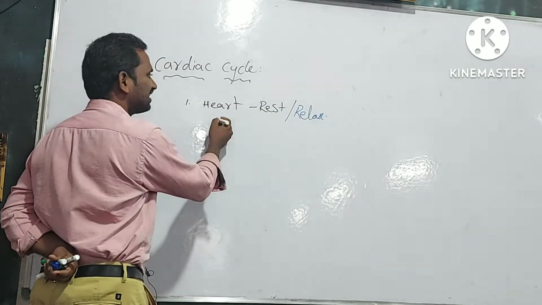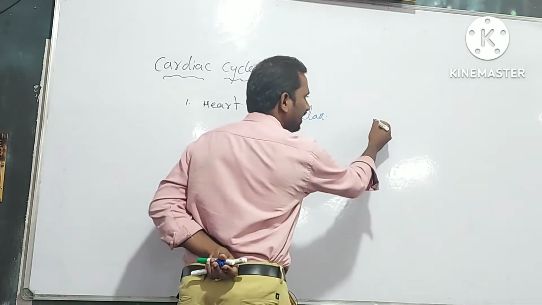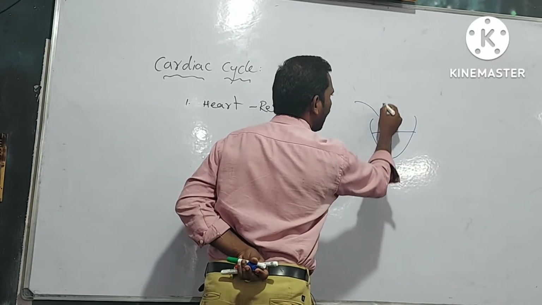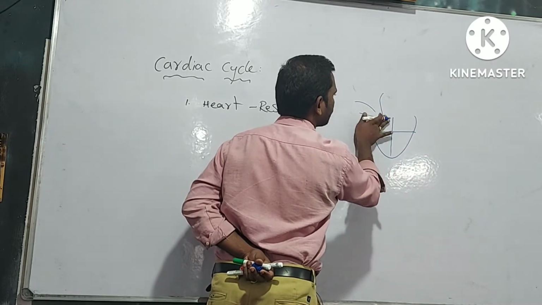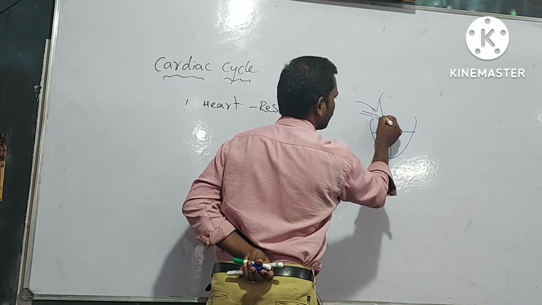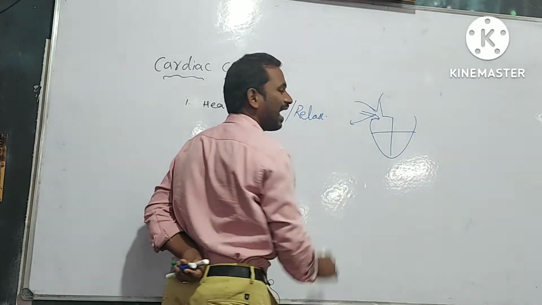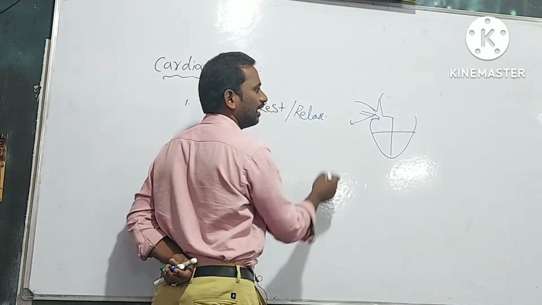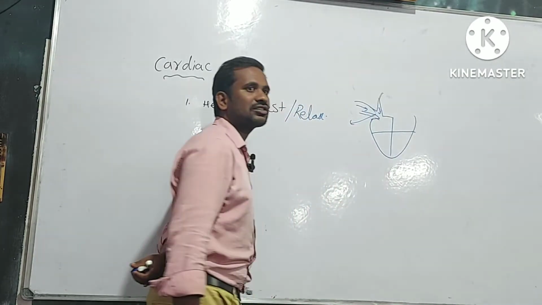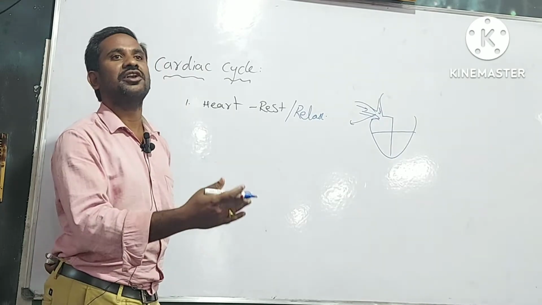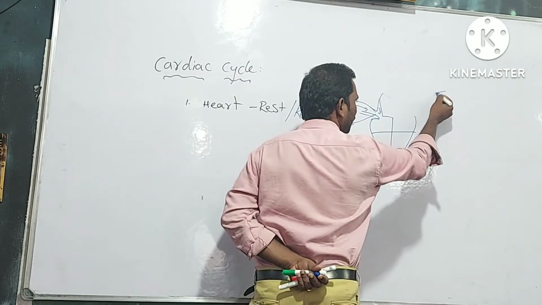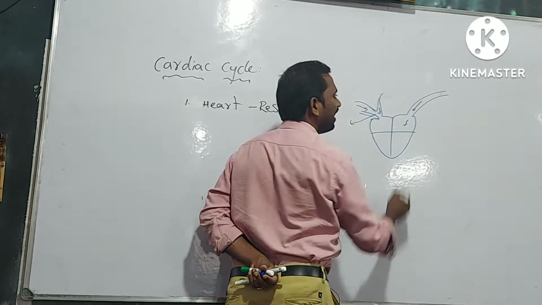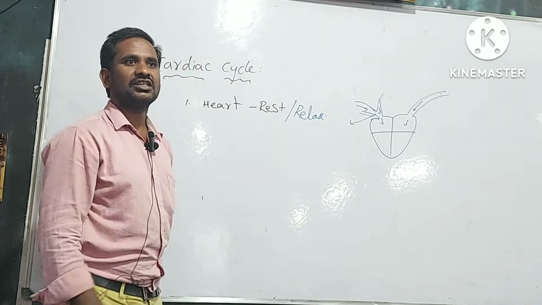So in the resting phase, when the heart is in a relaxed state, the superior and inferior vena cava both club together to form the caval vein. These collect deoxygenated blood from the body to the right atrium or right auricle, and oxygenated blood comes from the lungs to the left atrium. Okay, so that is the situation.